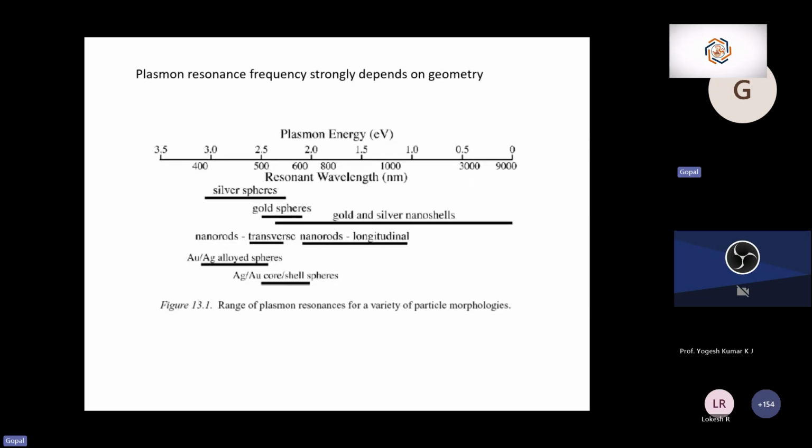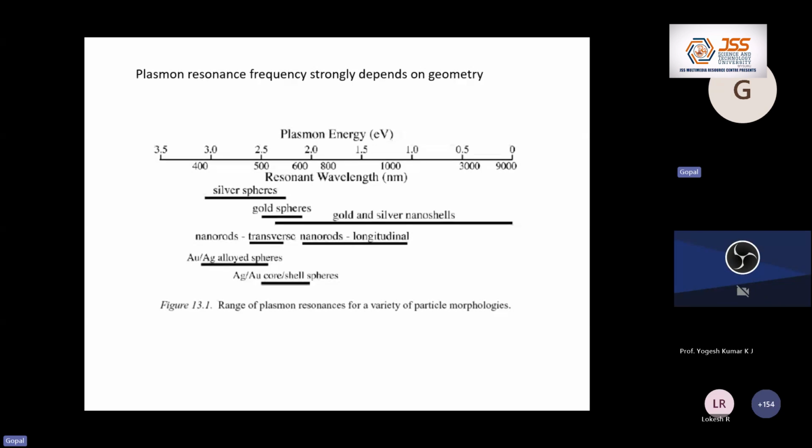Now, the plasmon resonance frequency strongly depends on the geometry of the structure. I showed a planar structure. These are the resonant wavelengths, the plasmon energy content, and at the bottom is the resonant wavelength. As I mentioned, for plasmonics you need to have a metal and a dielectric surface.